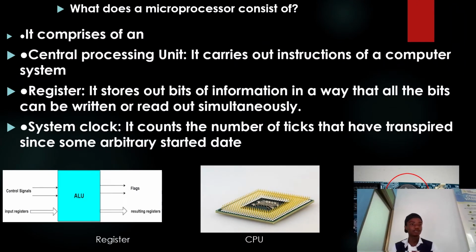What does a microprocessor consist of? Well, a microprocessor consists of a central processing unit, a register, and a system clock. And as I said earlier, a central processing unit carries out instructions of a computer system. A register stores bits of information in a way that all bits can be written or read out simultaneously. Now, a system clock counts the number of ticks that have been transferred since some arbitrary stated date.